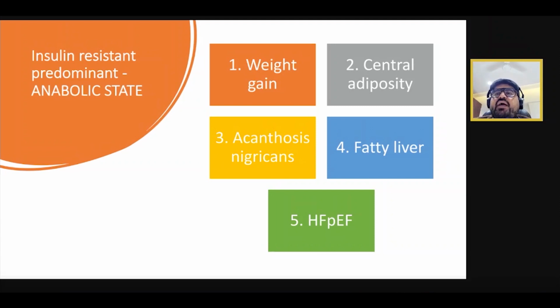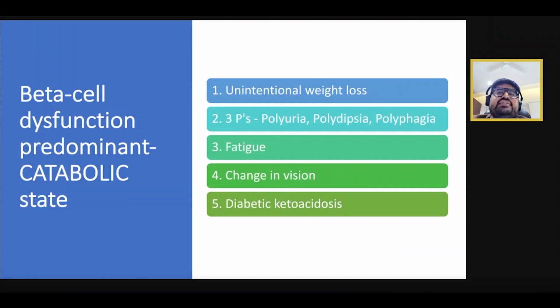On the other hand, a patient who is having insulin resistance which is predominant, this is a group where you have an anabolic situation where the patient typically has weight gain, central adiposity, so the patient will be obese, and will have insulin resistant signs, that is acanthosis nigricans. If you see their ultrasound, you will find fatty liver, and if you see the echocardiography, you will have HFpEF, that is heart failure with preserved ejection fraction, or often diastolic dysfunction, or left ventricular hypertrophy with diastolic dysfunction, which you'll see in the echocardiography reports. So when you see this type of picture, the patient is in an insulin resistant predominant situation.